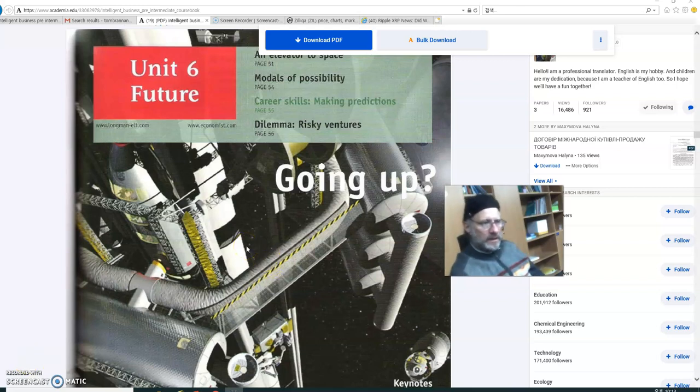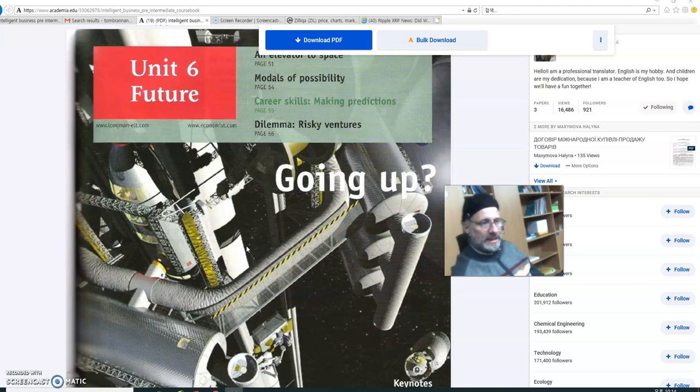Hi, you guys. So this is lesson 3 from the textbook. We're going to use the textbook Intelligent Business English Pre-Intermediate, the book that we've been using so far. So we're on Unit 6. We're not going to spend a lot of time going over Unit 6, but we are going to focus on a few important elements, a few important structures, a few important concepts regarding making predictions.